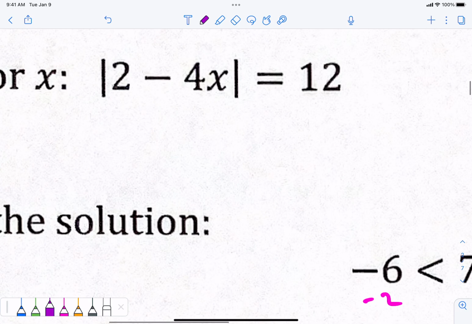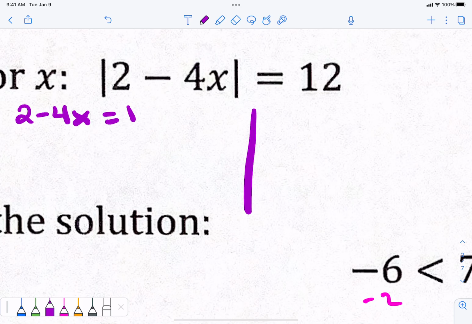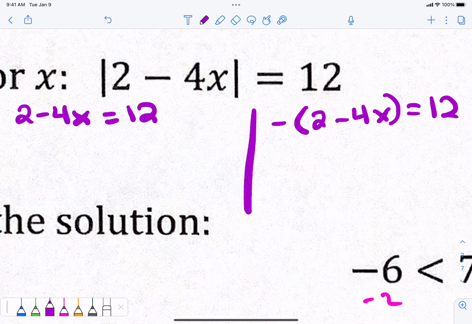How do you solve for absolute values? Two cases. Case 1, 2 minus 4x equals 12. And what's case 2 look like? Negative parentheses 2 minus 4x equals 12. Wait, why isn't it plus 4? I just haven't distributed the -3 yet. Oh, yeah. You can distribute it through if you want to. That's fine.